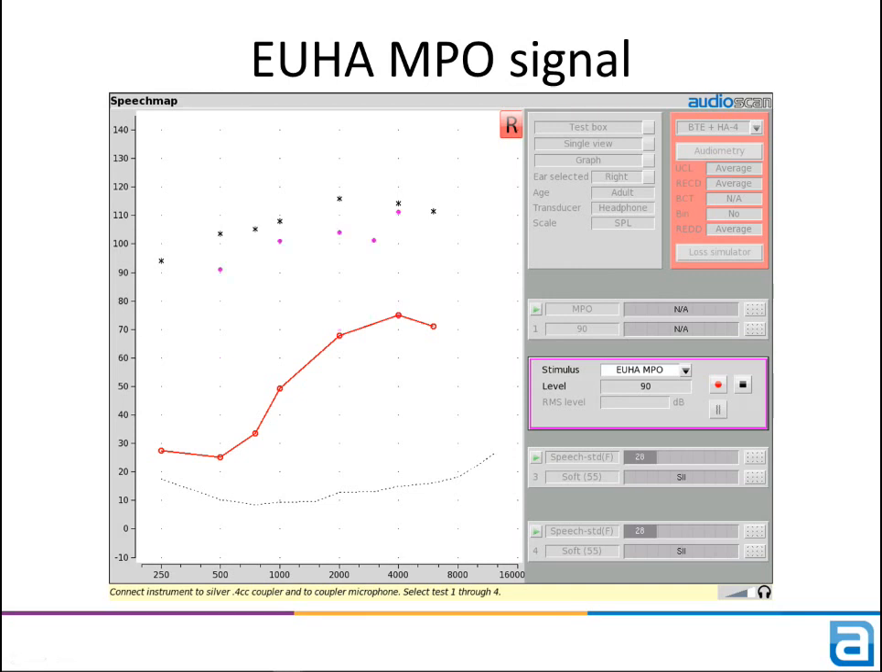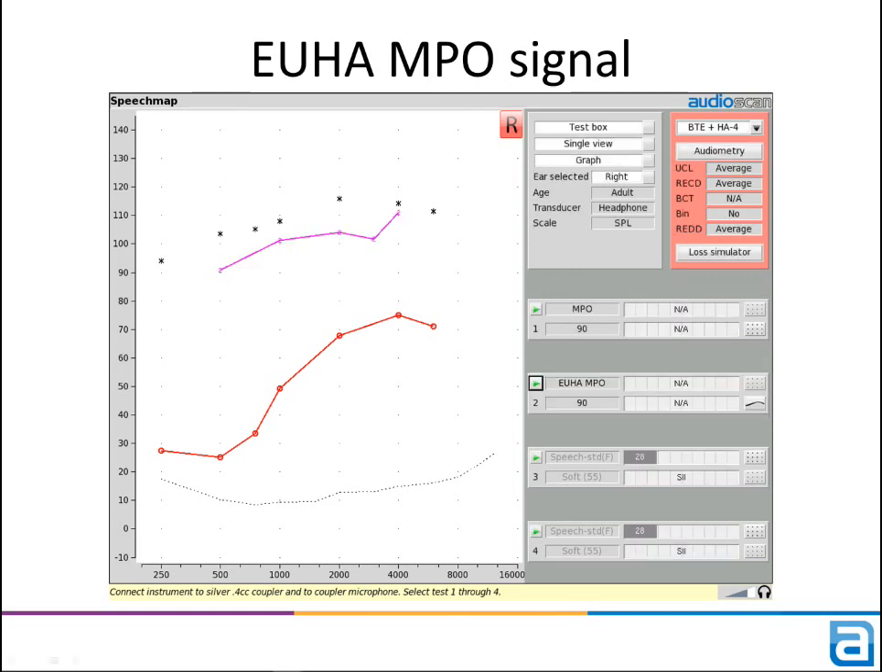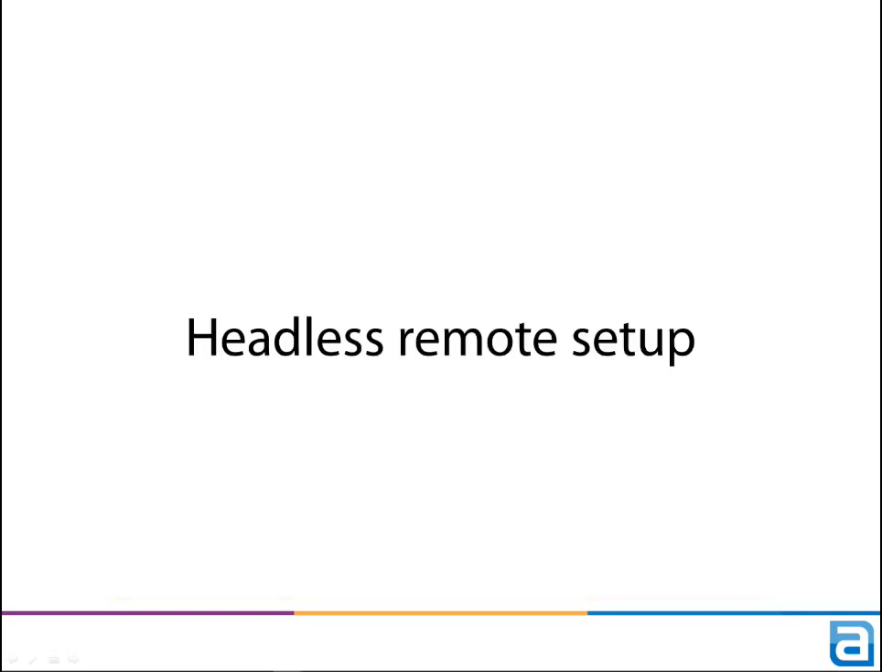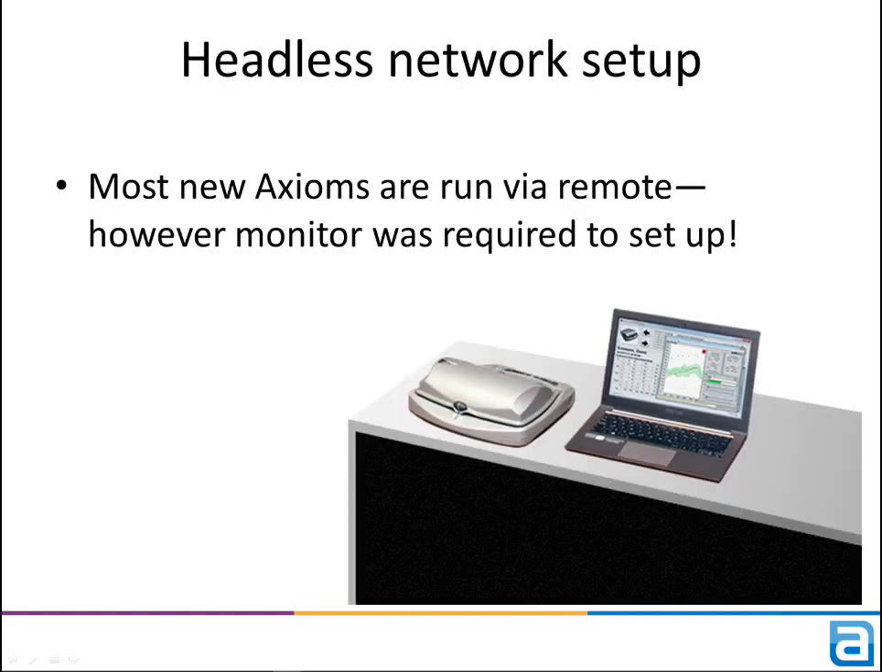Once the MPO test continues, you'll see a curve much similar to a standard MPO, but only covering from 500 Hz up to 4K. The Axiom can now be added to an office network without the use of a monitor. This is significant as the most popular configuration for the Axiom is what we call headless, where no monitor is actually connected to the device. The clinician runs the tests remotely from the desktop of their PC.